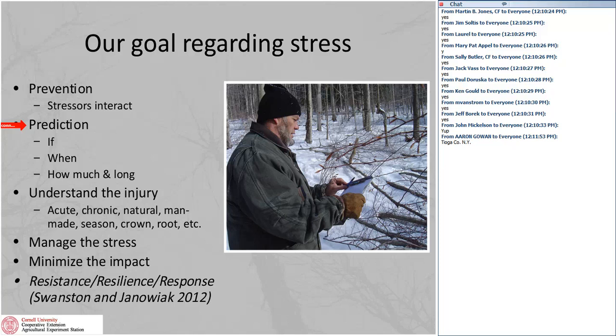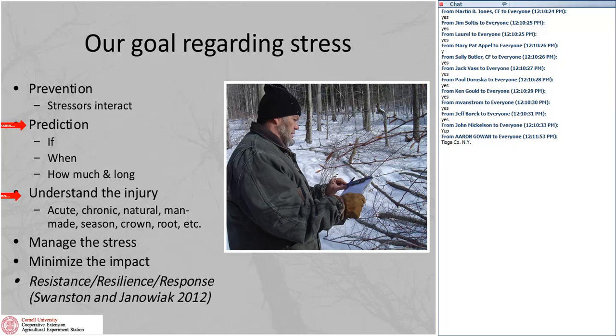So if we can anticipate, and you can see in the picture, Steve Childs, our New York State maple specialist, is doing an inventory of sugar maple twigs for forest tent caterpillar. If you anticipate an outbreak, you can either try to thwart that outbreak or thwart that problem, or compensate for that.